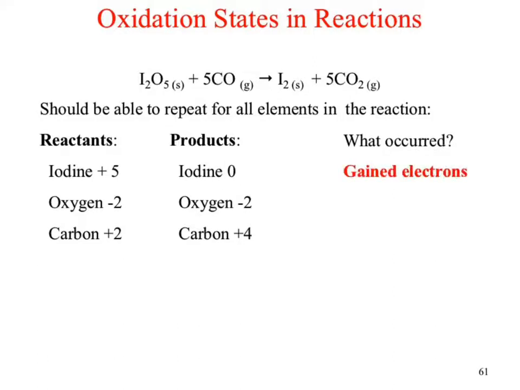Well, what happened to the oxygen? It didn't. Nothing, so I don't care. Well, it's not that I don't care. Oxygen's a nice thing. Okay? No change. What happened to carbon? It lost electrons. So I could now permanently go through life referencing iodine as saying it gained electrons, or carbon that it lost electrons. And I could go through and apply this for every single reaction and say, this thing gained electrons, this thing lost electrons.